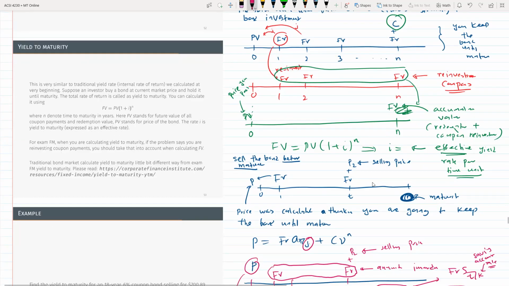So here you can read the discussion. This is very similar to the traditional yield rate we calculate at the very beginning. Suppose an investor buys a bond at the current market price and holds it until maturity. The total rate of return is called the yield to maturity. You can calculate using this one. Even if it is not held until maturity, you can calculate this using this approach. Okay.